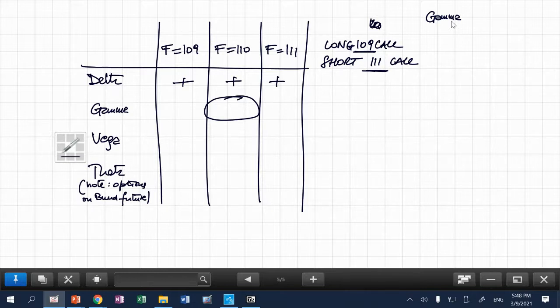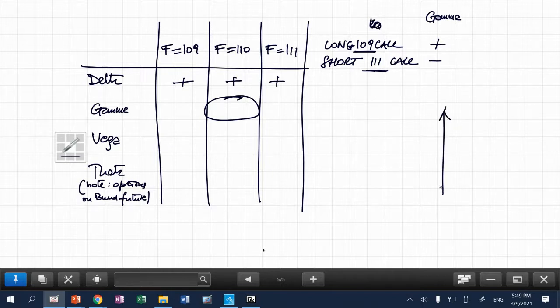You are gamma positive when you buy options, okay? When you buy options, you are gamma positive in this case, and you are gamma negative in the other case here. So you're going to have some balance between the two. How clear is this balance?